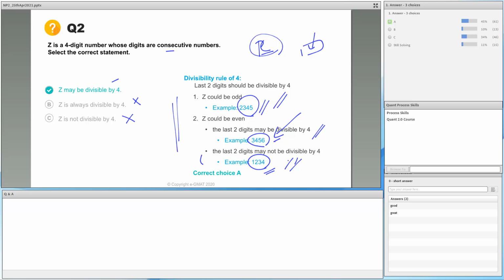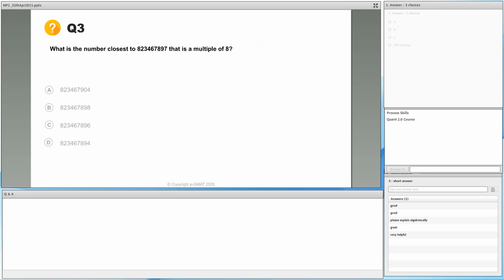Good. Let's go to question number 3. We are going to use the same poll. I'm just going to clear all answers, remove broadcast results. So you guys can click on still solving, and let me move over to the next question. This is question 3. It's a very interesting question. Let's have fun with it.